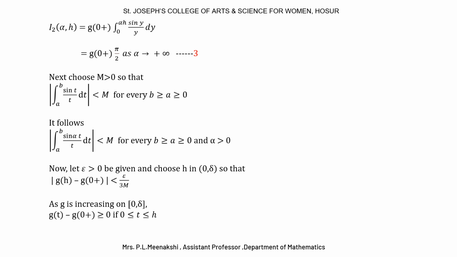Next, we choose a positive integer m greater than 0, because g is an increasing function, so g is also a bounded function. So by using the bounded definition, the integral from a to b of sin t / t dt is less than m. It follows that the integral from a to b of sin αt / t dt is less than m. Next, since g is an increasing function, by the definition, the modulus of g(h) minus g(0+) is less than ε/3m. And also g(t) minus g(0+) is greater than or equal to 0.